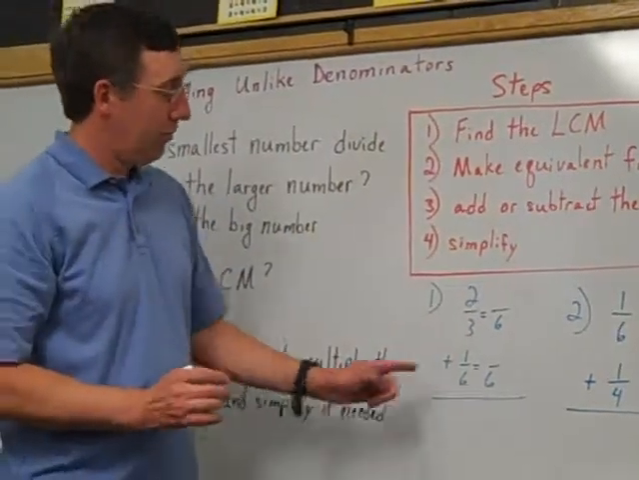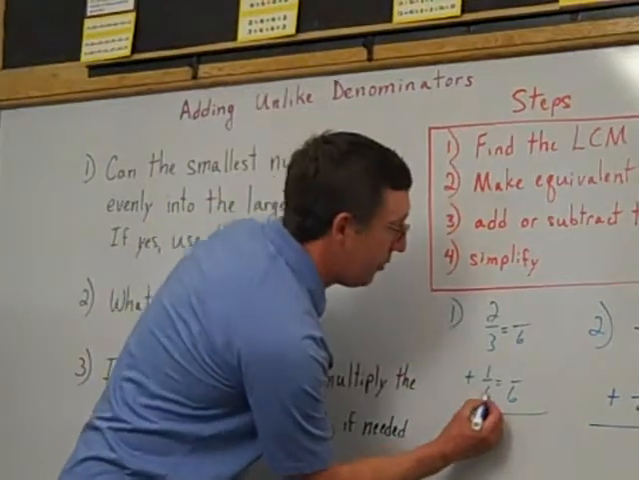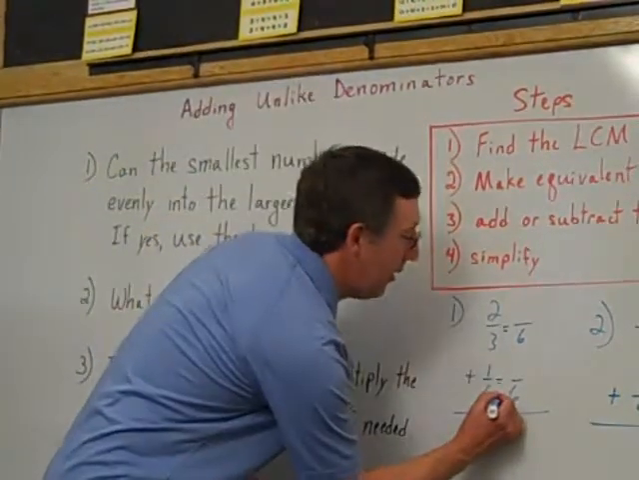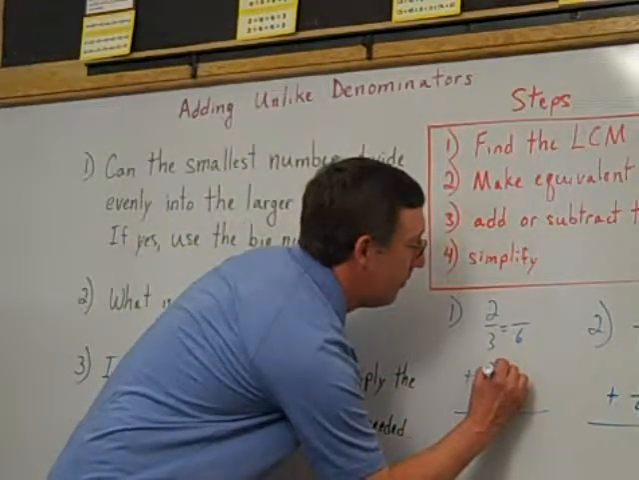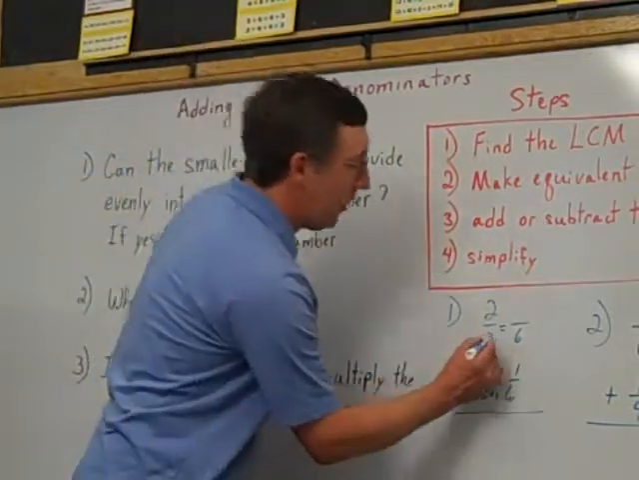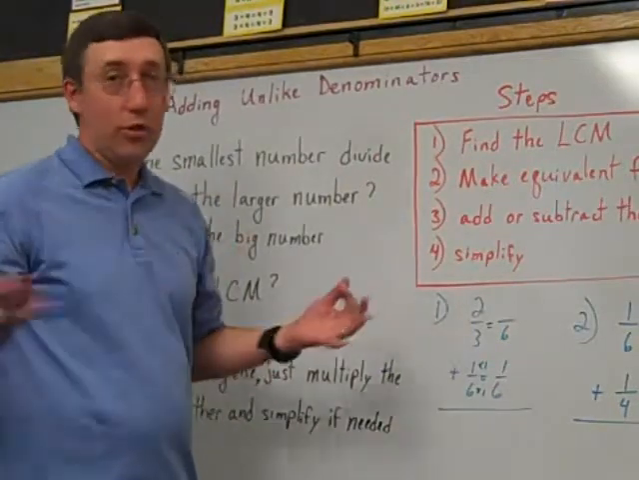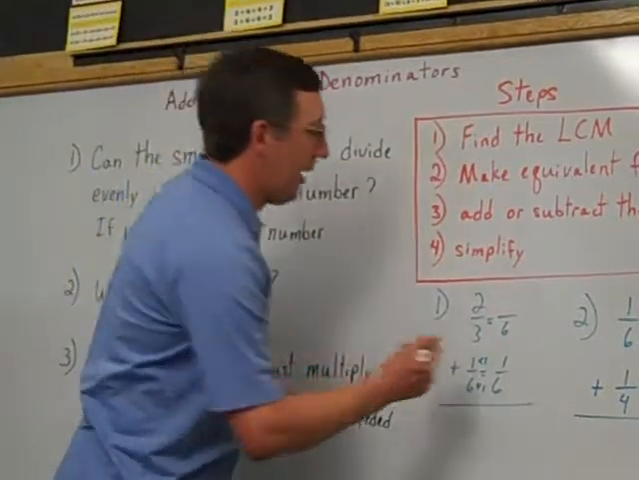What I then do is make an equivalent fraction. Whatever I do to the bottom, I need to do to the top, or whatever I do to the denominator, I need to do to the numerator. This was times 1. Basically, it just moved over. I'm using the same fraction over there. Here, though, I changed the 3 to a 6.